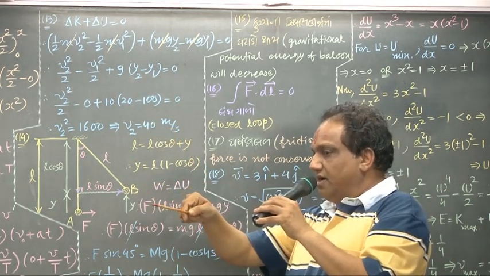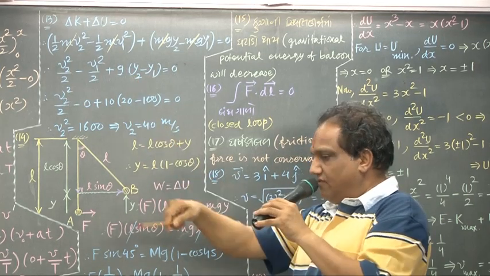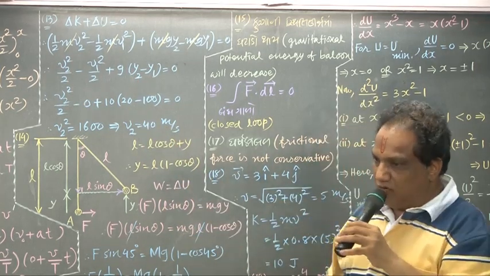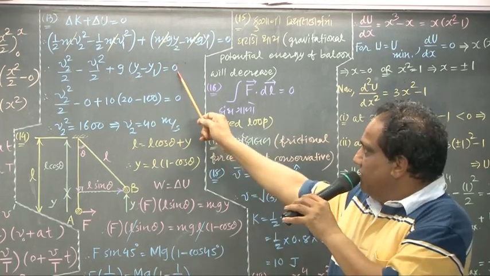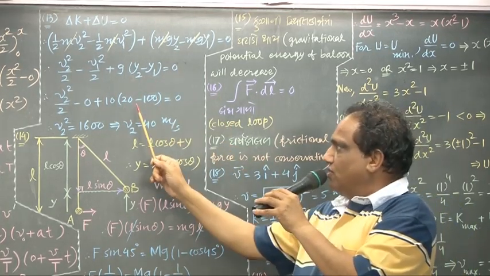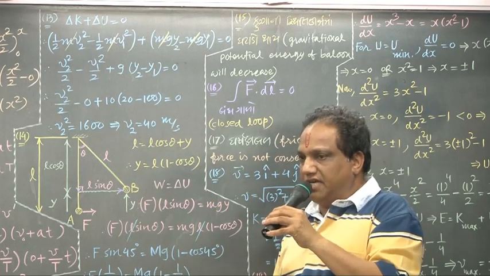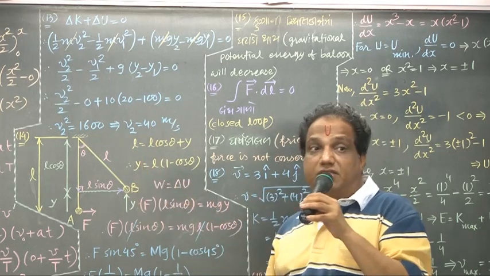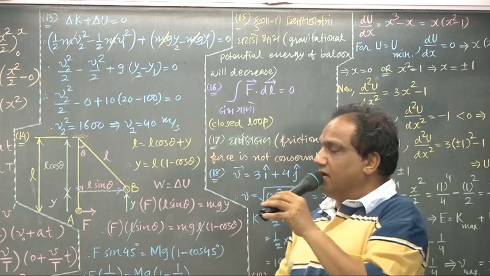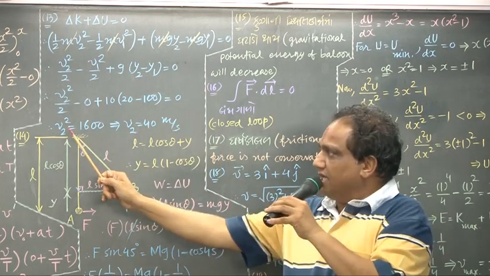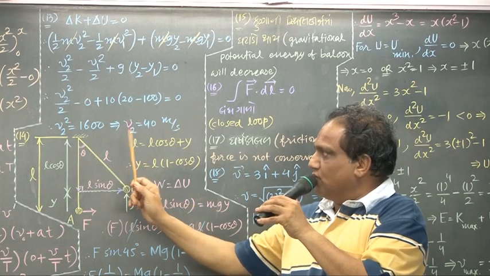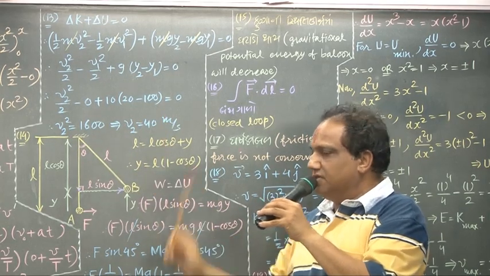Final height. Don't bother for the intermediate heights. You see for the final height. What is the final height of the body? 20 meter. What is initial height? 0. Simplify now. Look, 20 minus 100, minus 80. Minus 80 into 10, minus 800. Transfer it here, it will become plus 800. 800 into 2. Take square root now. Square root of this will be V2. Square root of this will be 40 meter per second.